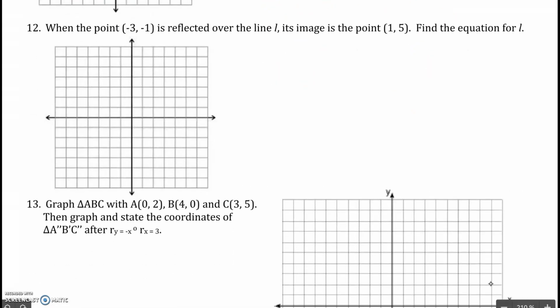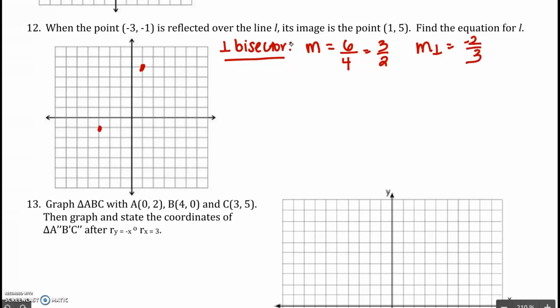All right, number 12. When (-3, -1) is reflected over line L, its image is the point (1, 5). Find the equation for line L. So we have to do the perpendicular bisector. So the current slope would be up 6 and right 4, which is 3 over 2. Perpendicular to that would be -2 over 3. Bisector means we need the midpoint between them, which means we average our x's and average our y's, and that would be the point (-1, 2).